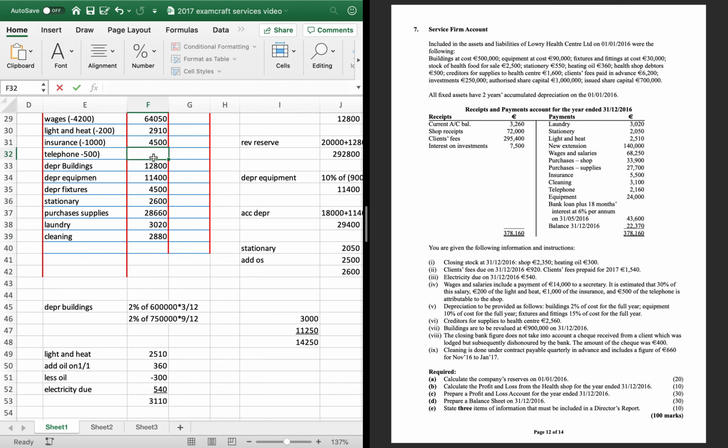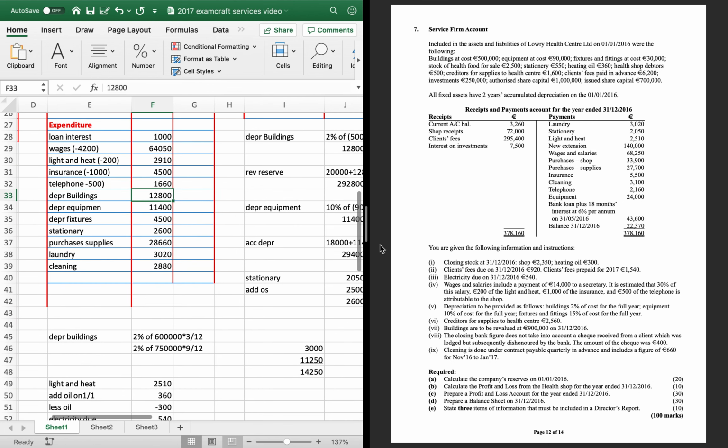My telephone, minus 500. 2160 minus 500. You assume there's no change to the telephone. The bank loan, well, that's done, and I've put in my interest. It was the first one I put in, and this bank balance will go into our current assets.